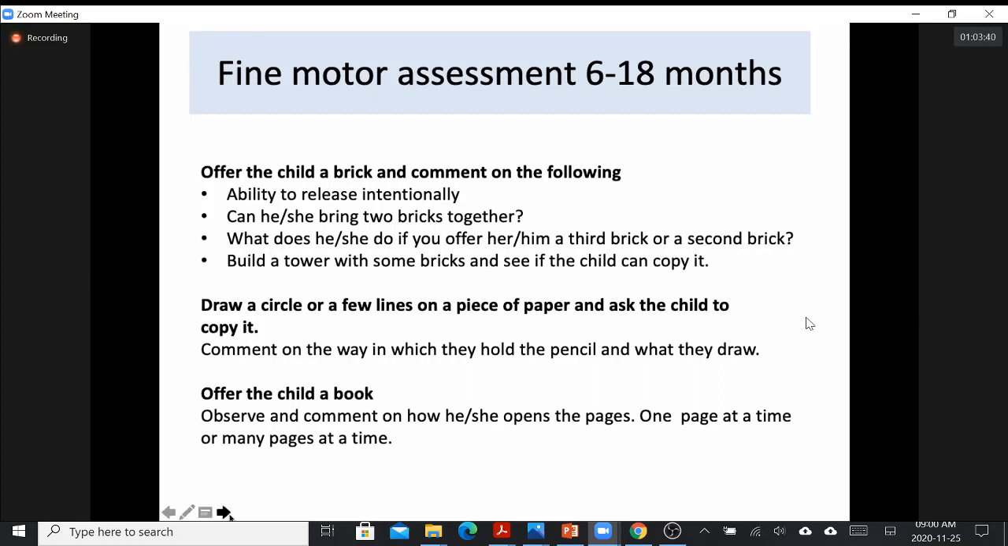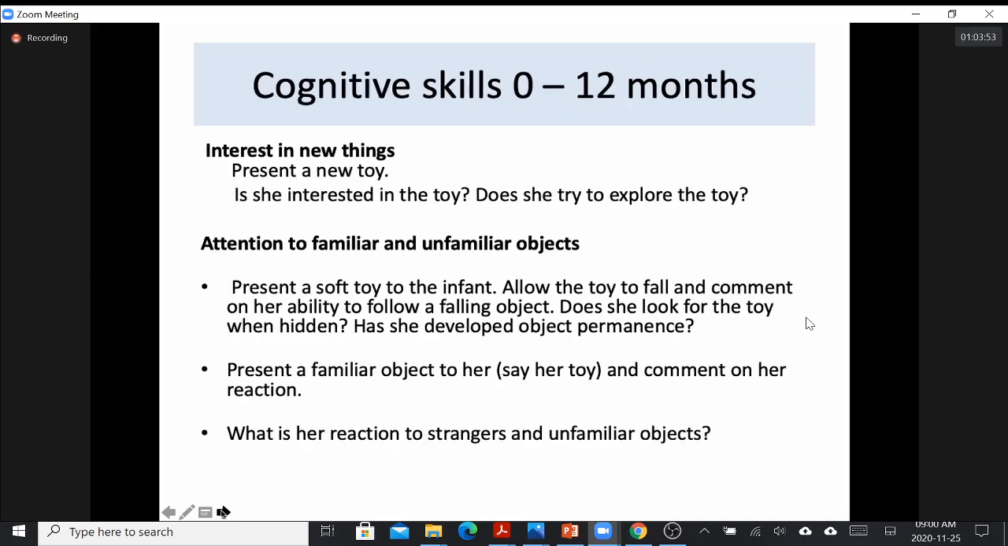So if you show a child a couple of pictures and say, can you show me the ball? If they point at the ball, that is called receptive language. Or if you show the ball and ask the child, what is the ball? And they reply ball, that is expressive language.